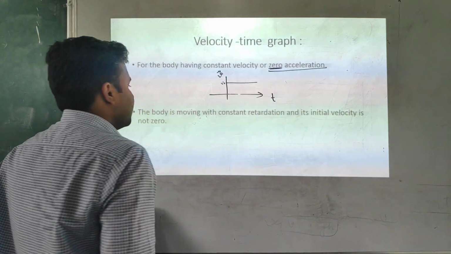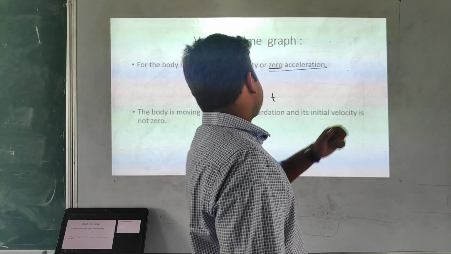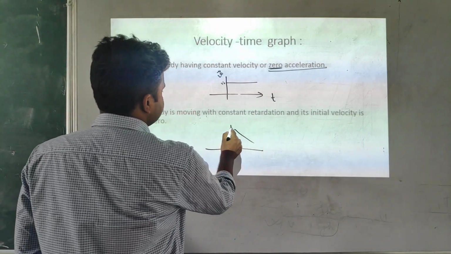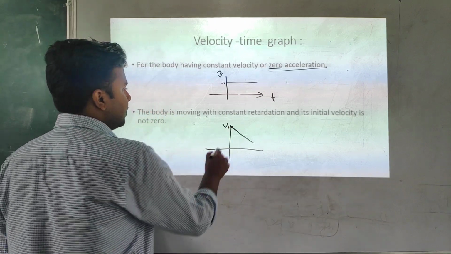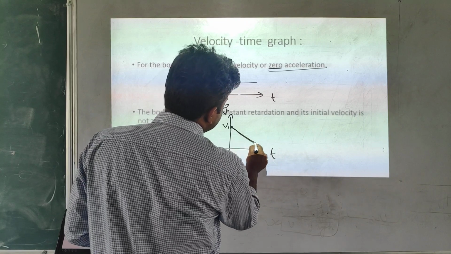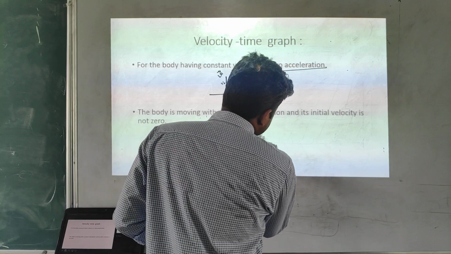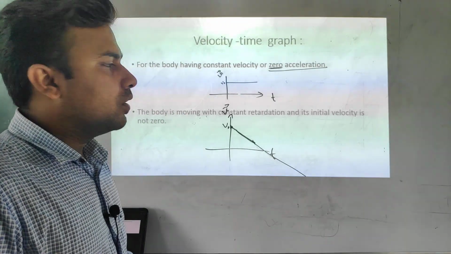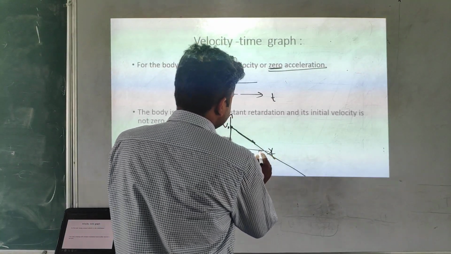Try to understand. Now the body is moving with a constant retardation and its initial velocity is not zero. So the initial point is this one. I am assuming it started with V naught, and this is the graph between V vector versus t. Now with respect to time, it's continuously decreasing. After some time it will be negative. But right now we are discussing just till this point.